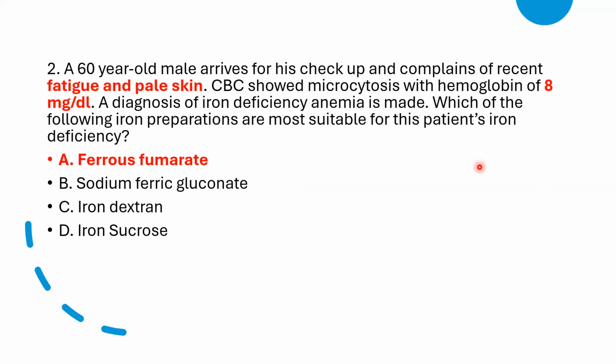Now, this patient is very stable. He arrives for his checkup. He's complaining of fatigue. His skin is a bit pale. Hemoglobin is 8, which is low. He's diagnosed with iron deficiency anemia. He is stable. There's nothing here that suggests that the patient is spiraling or not doing well. He's just coming in for a checkup and he's complaining of some symptoms.